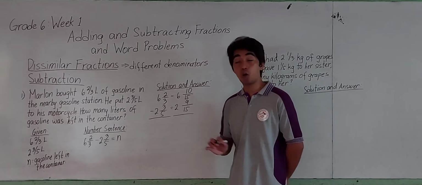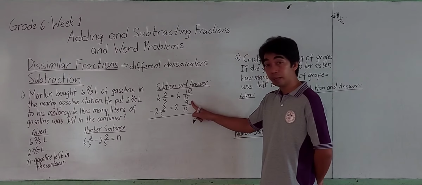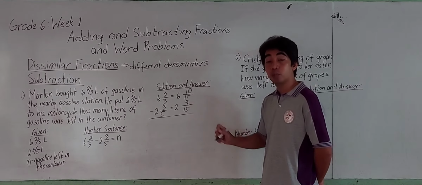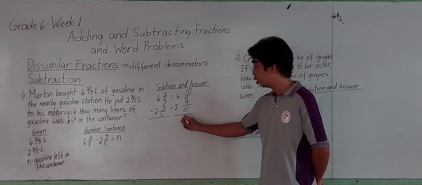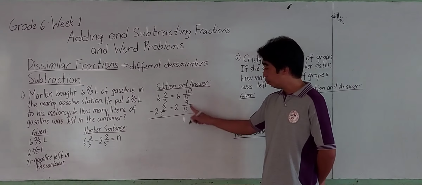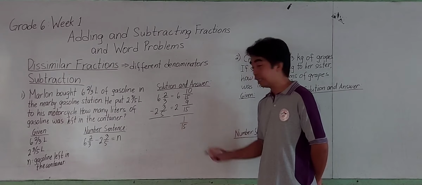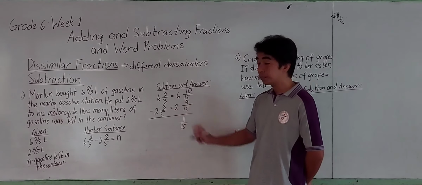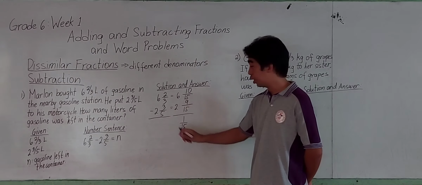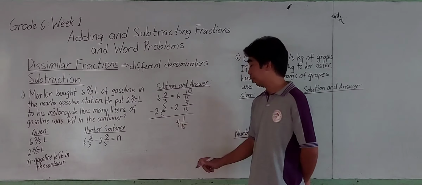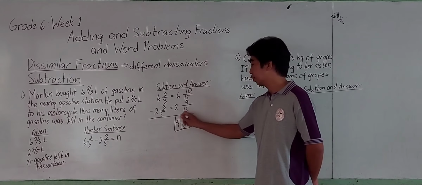We're going to subtract only the numerators. We have numerator 10 and numerator 9, so 10 minus 9 is equal to 1. Then the common denominator is 15, so we copy 15. Now we subtract the whole numbers: 6 minus 2 is equal to 4. So now we have 4 and 1/15.